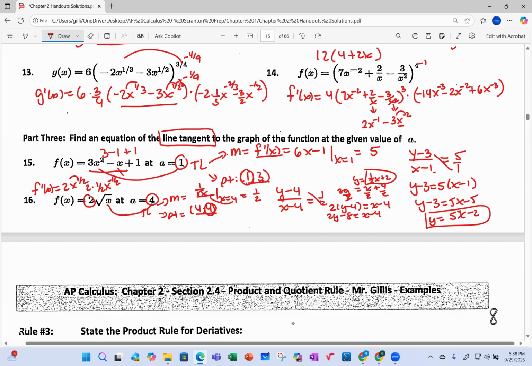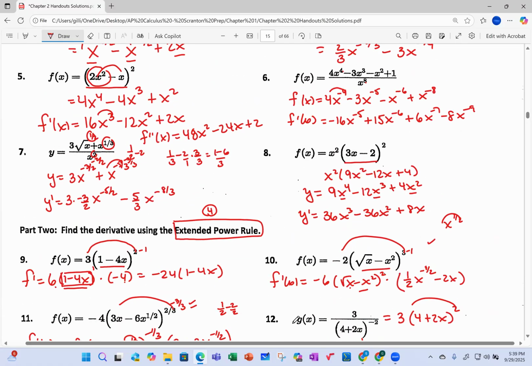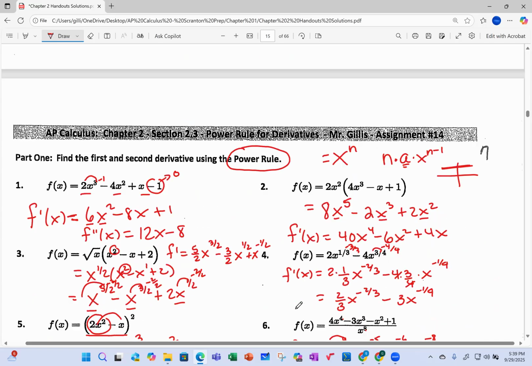And again, please follow that same structure for a tangent line, slope, and a point. And that concludes the solutions to homework number 14.